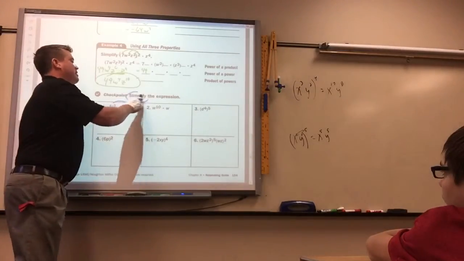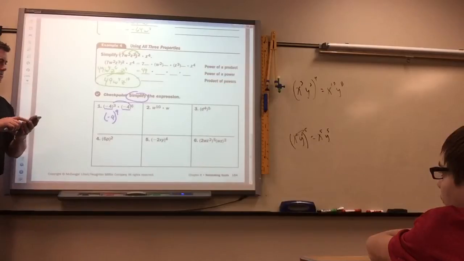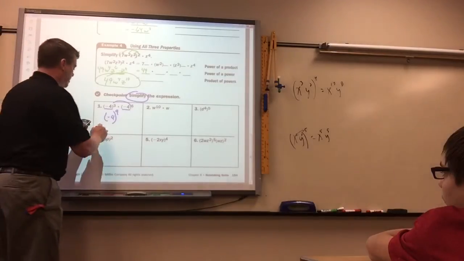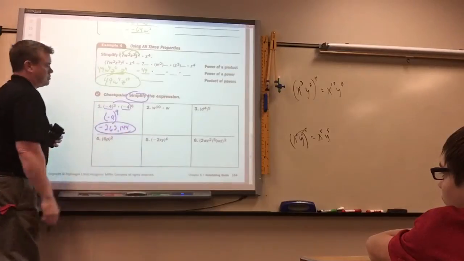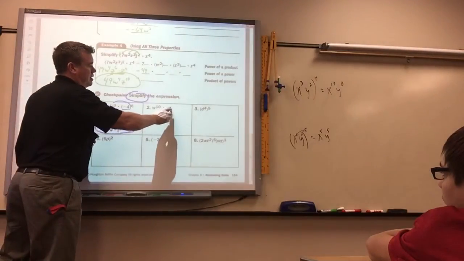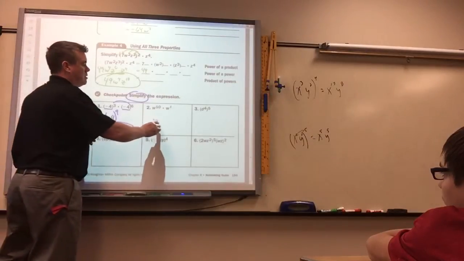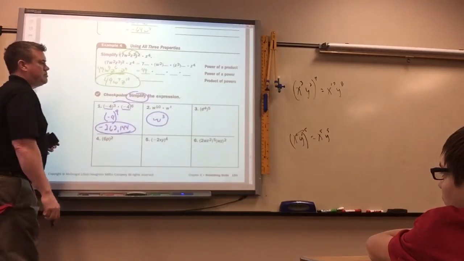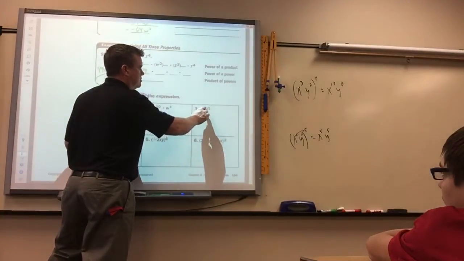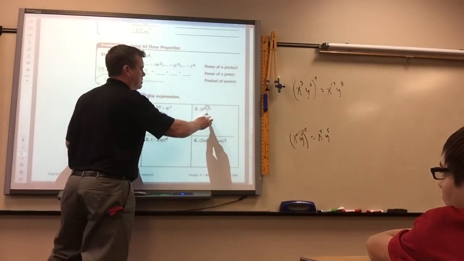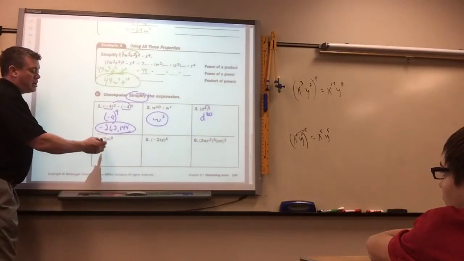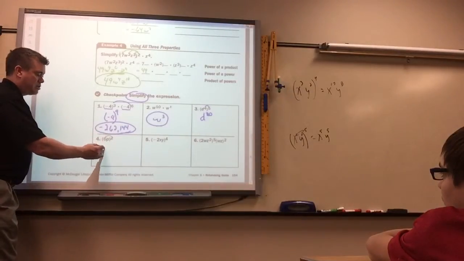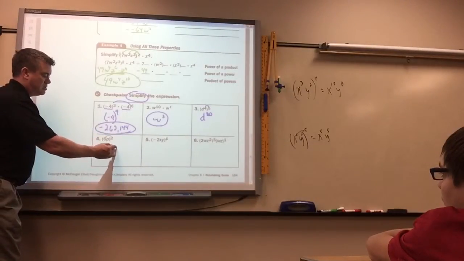Since they say to simplify, that means you'd have to use a calculator to figure it out. So -4 to the 9th is -262,144. W 10th times W, if there's nothing there, that means there's a 1 there. So it's just W cubed. D to the 4th to the 5th, you multiply. So it'd be D to the 20th. 6p squared, you got to square the 6. 6 squared is 36. P squared is just p squared.